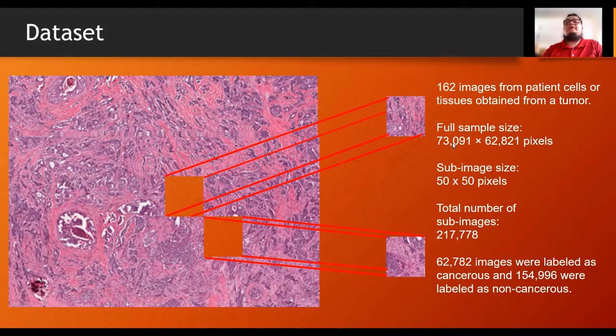73,000 by 62,000 pixels, and it is divided in sub-images with spatial dimensions of 50 by 50 pixels, and the total number of sub-images is around 277,524 sub-images. 198,738 images were labeled as non-cancerous, and 78,786 were labeled as cancer.